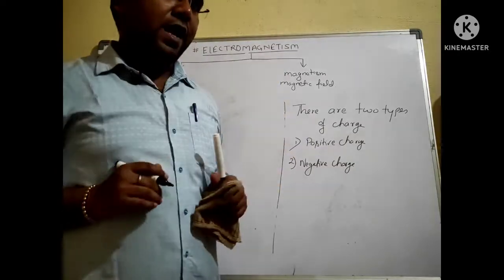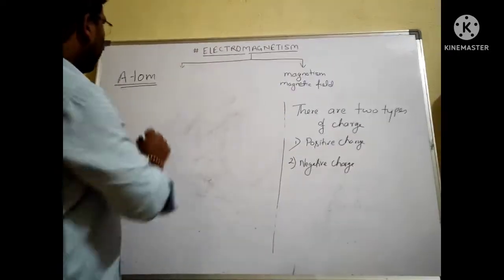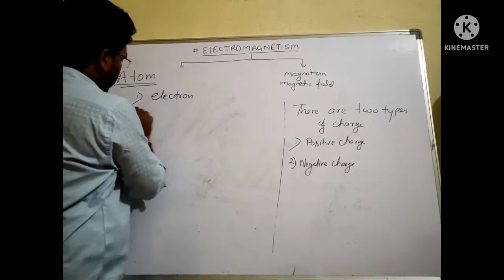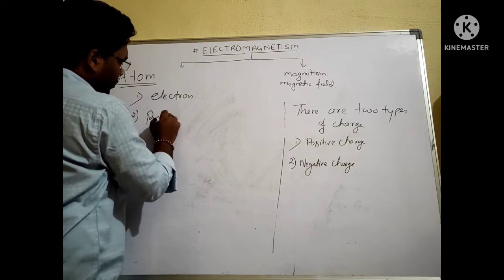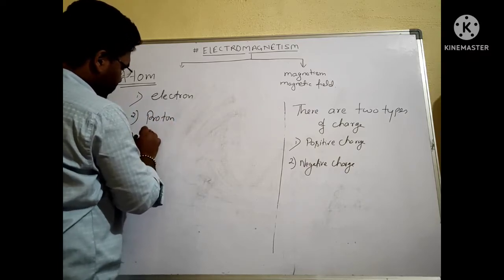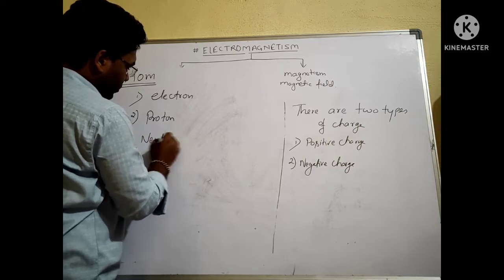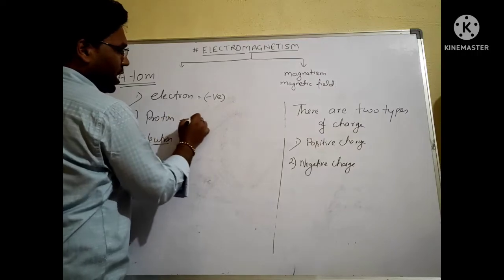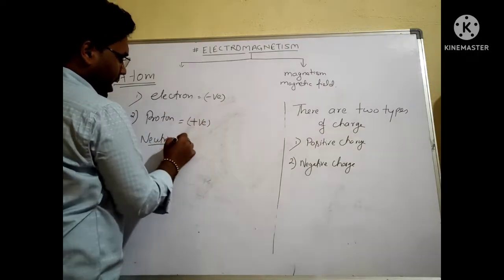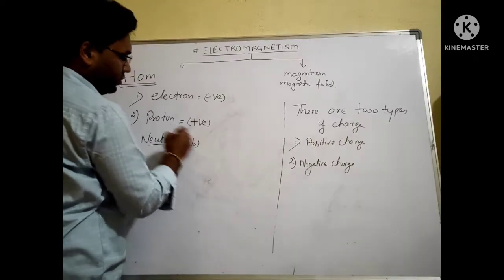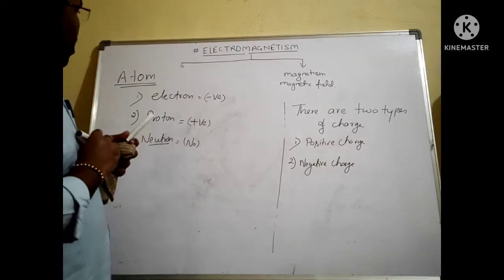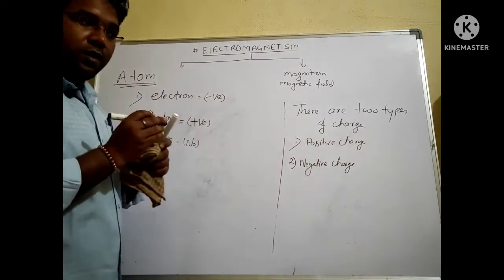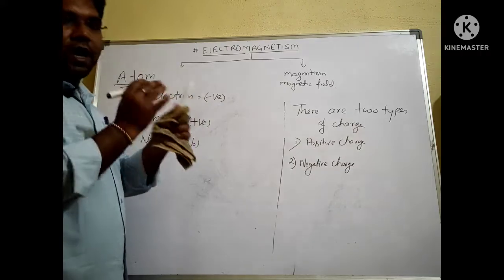If we see the atom, we find three things. First is electron, second one proton, and third one neutron. Electron is negatively charged, whereas proton has positive charge and neutron has no charge. Electron always revolves in the outer orbit of the atom.